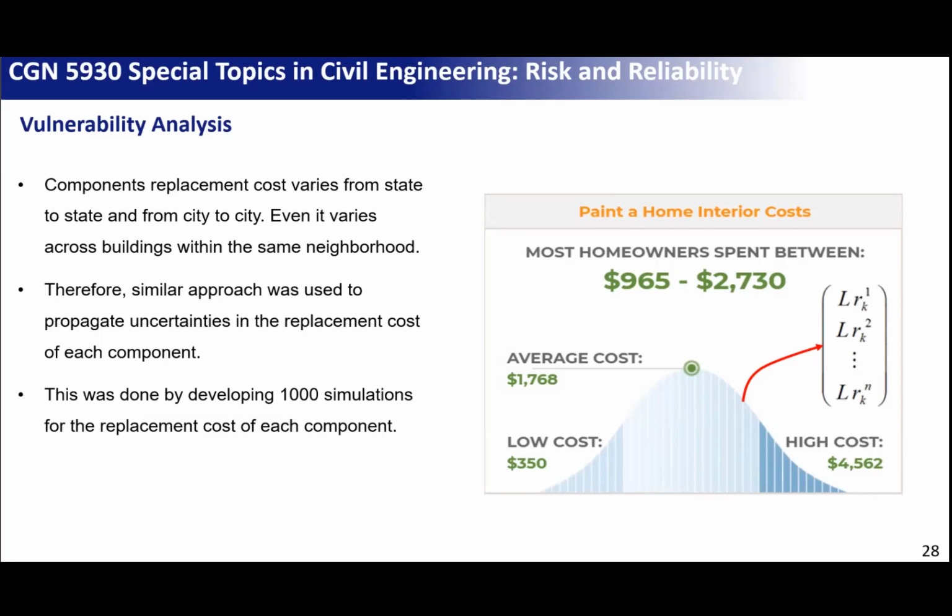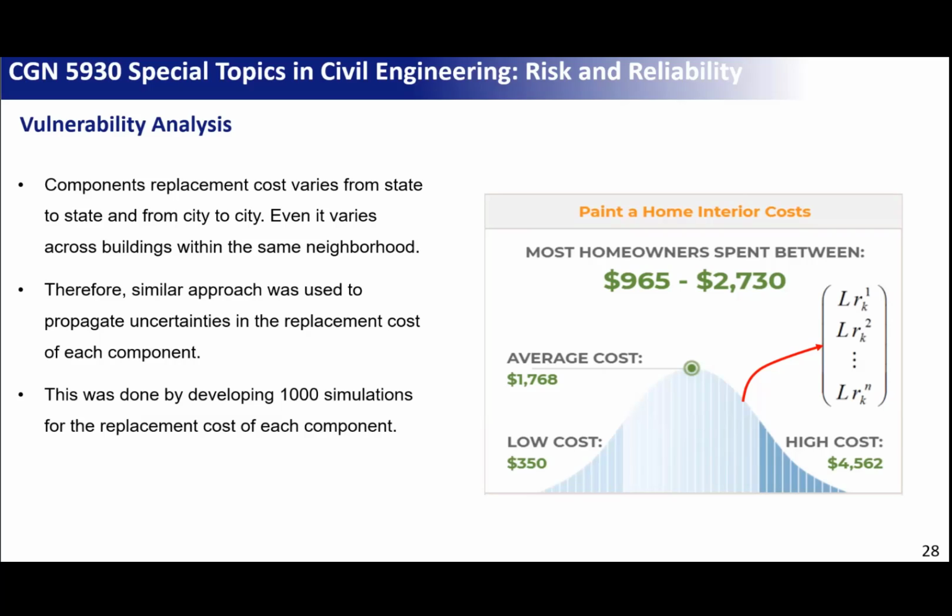So you can make a distribution and then sample 1,000 samples of the TV price. Same thing here. You can see this is a normal distribution of how much people can spend on painting their house, from $900 to $2,700. This normal distribution shows the mean, the high cost and the low cost. We can use it to generate 1,000 samples of the replacement cost of each component. This includes TVs, appliances, furniture, drywall, even the structural components themselves.